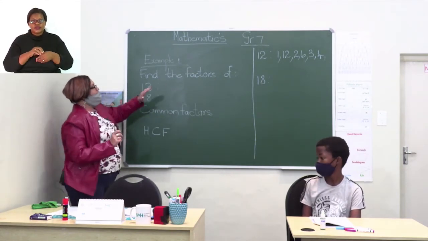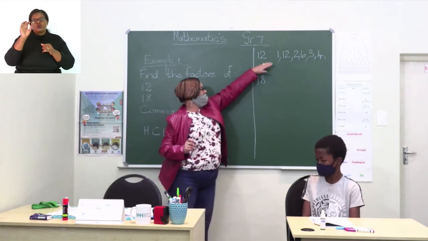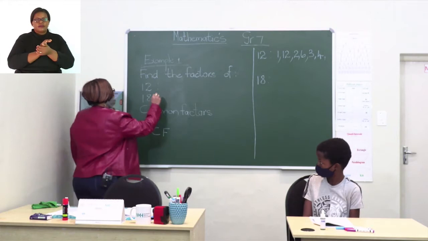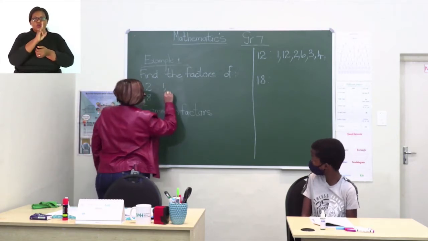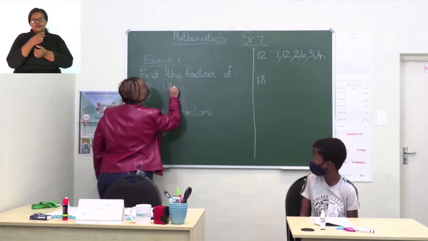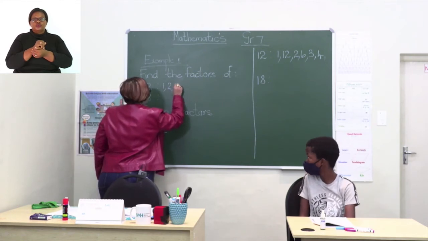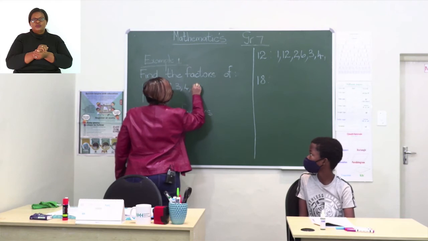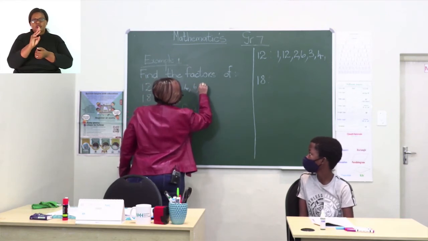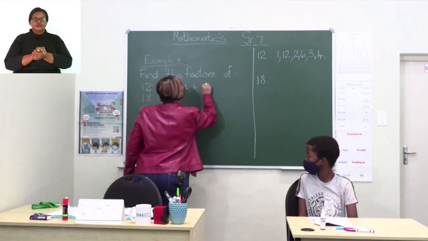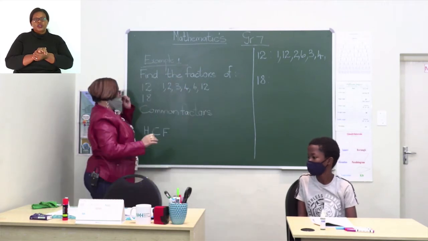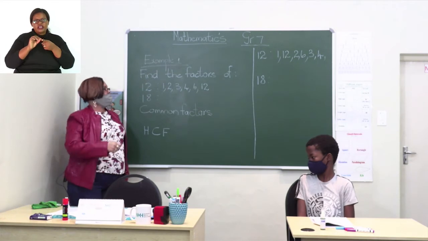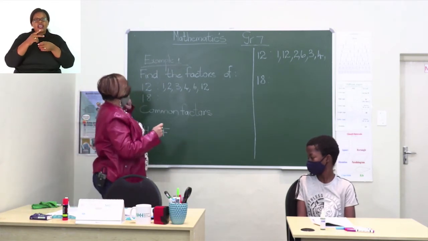So now we are going to take these factors and write them in order. So we have 1, 2, 3, 4, 6, and 12. So that is the list of all the factors of 12. Let's continue with 18.